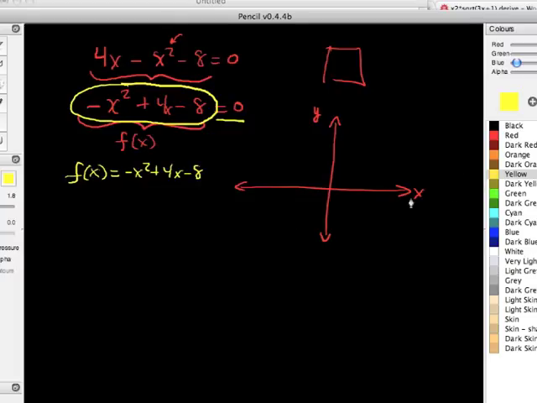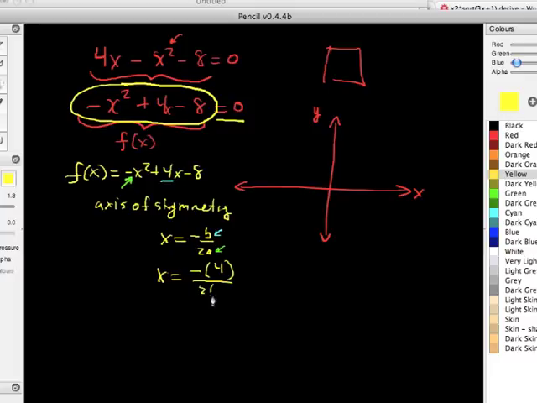Now let's throw in what we know about algebra, what we know about graphing quadratics. The axis of symmetry is the line x is equal to negative b over 2a. Here we have b is 4, so there's our b, and a is negative 1, so there we have our a. So when we put that in to get our axis of symmetry, we see that x is equal to negative 4 over 2 times negative 1.